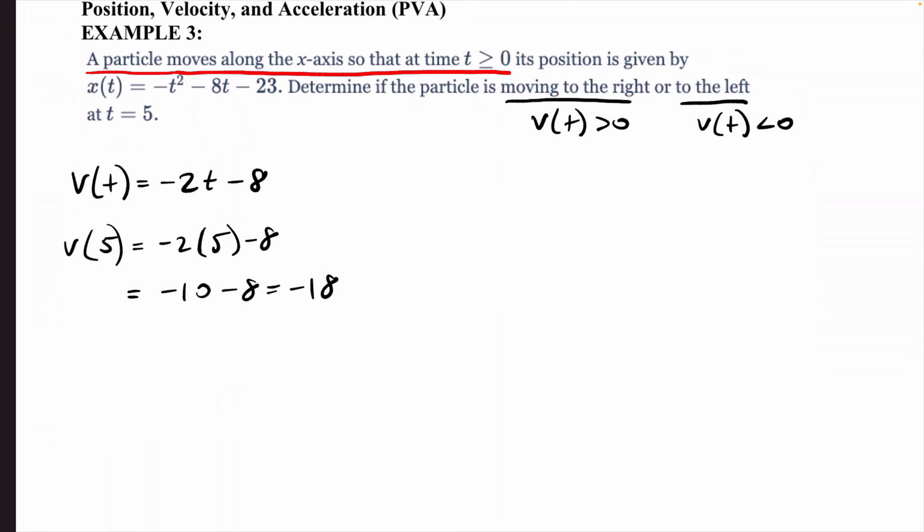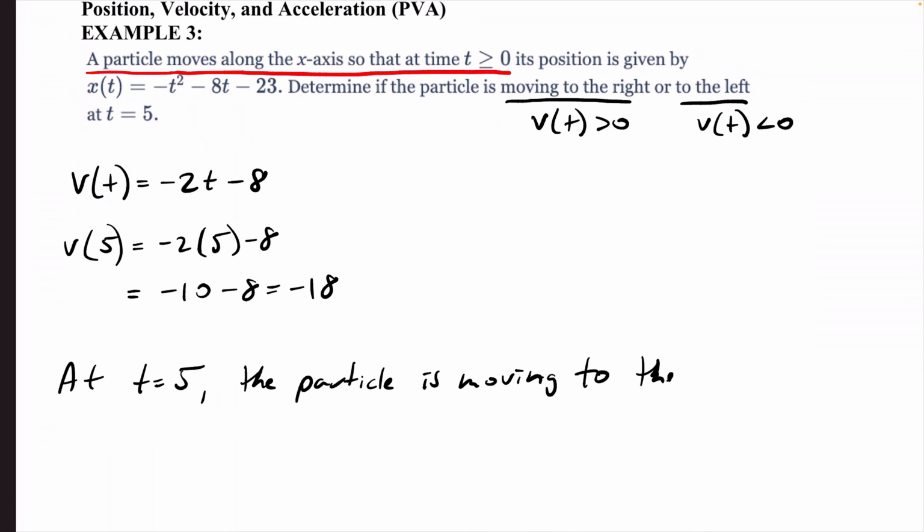So we would say at t equals 5, the particle is moving to the left. Okay, and then you would say v of 5 equals negative 18.